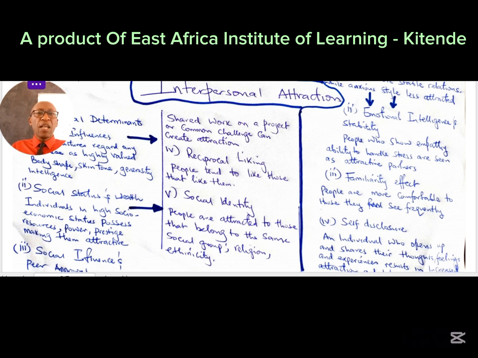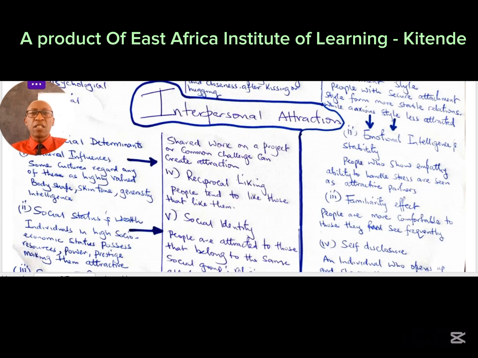The other form we're looking at is reciprocal liking. People tend to like those that like them. So people can observe and say, this one always, when he comes to school, packs a pancake for me. He likes me. So people tend to be drawn to such people. And then finally, social identity. People are attracted to those that belong to the same social group. For example, a Muslim will tend to buy meat from a Muslim butcher. Social identity and ethnicity.